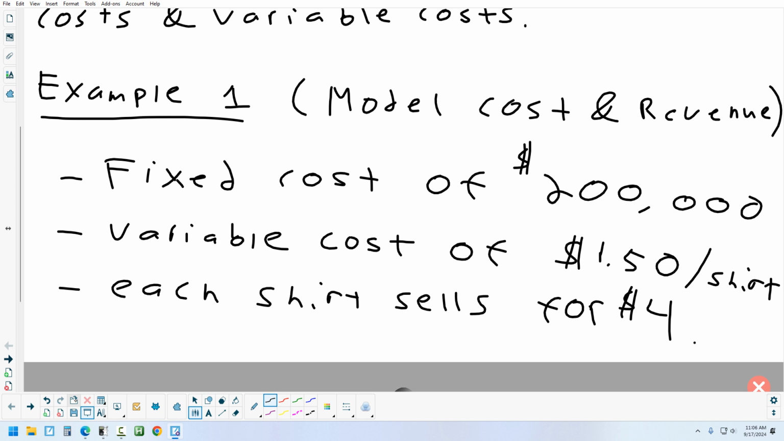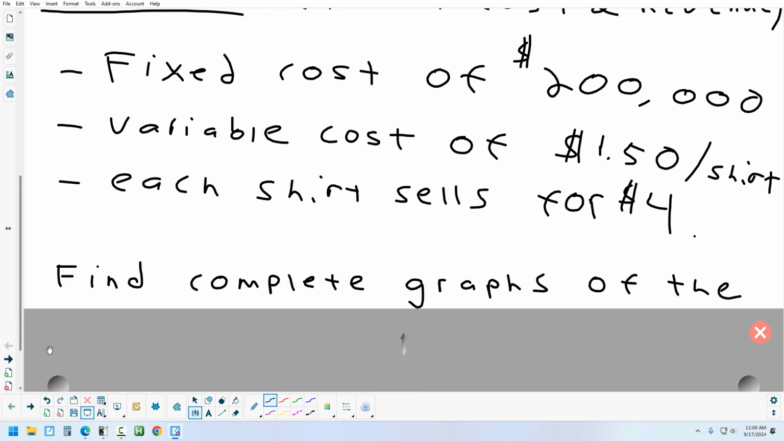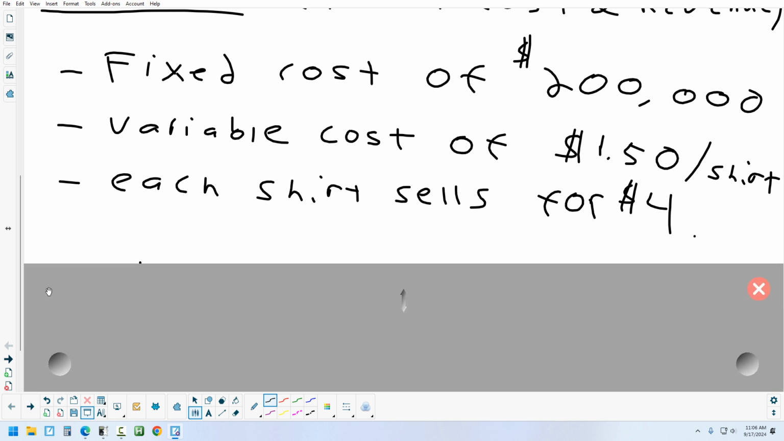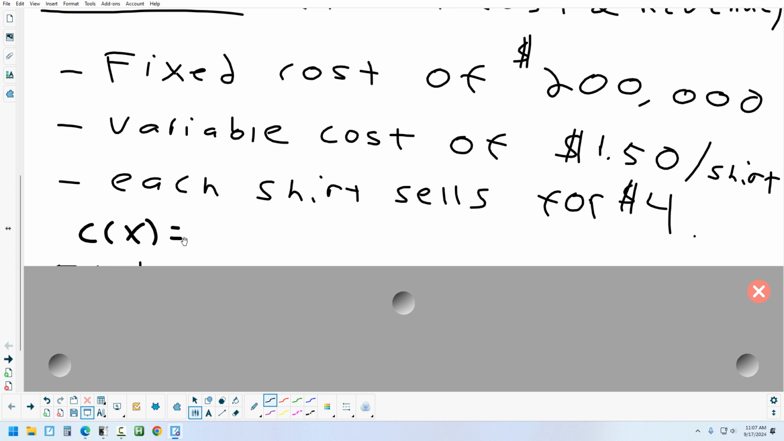So what I want to do is set up two equations, one that models the costs and one that models the revenue. We'll find graphs after we do the costs and the revenue. Let's start with the costs.